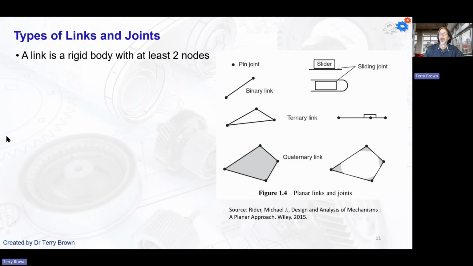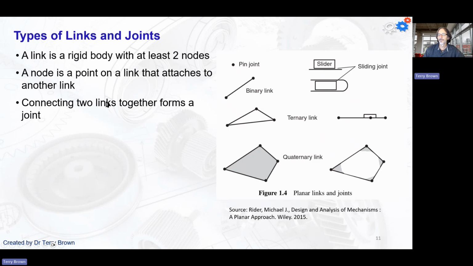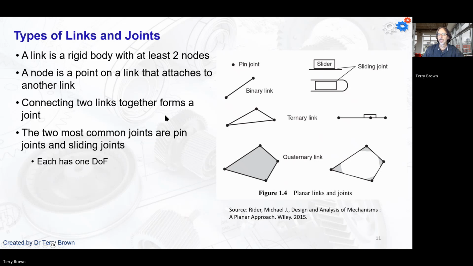So we've got some terminology that we need to be aware of and make use of. A link is a rigid body with at least 2 nodes, and a node is a point on a link that attaches, or can attach, to another link. When we connect 2 links together, that forms a joint. The 2 most common joints, at least in 2D, so we're just going to keep our analysis to planar mechanisms, are pin joints and sliding joints. My 4-bar mechanism here has 4 pin joints.